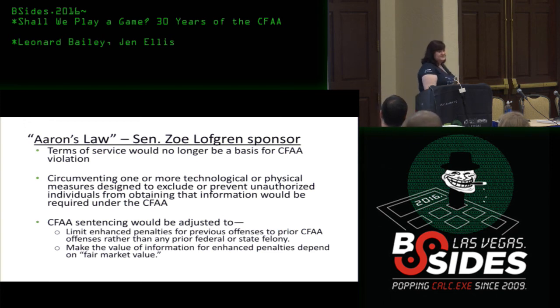The reality is on this, Aaron's Law is not likely to pass. It did get reintroduced, but it is incredibly contentious for a number of reasons, partly because of what's in it, but mostly because of political attachments and associations with Aaron and SOPA PIPA. So Aaron's Law is not likely to move.